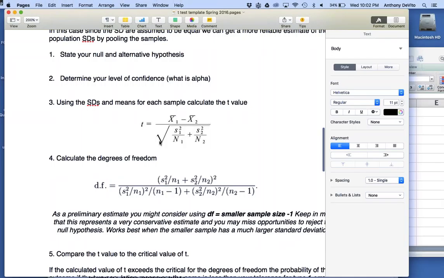And you can calculate right from here what your t-score is. Now, in order to decide whether you can reject a null hypothesis, you have to compare the t-score that you find here to the critical value of t. So now, in order to find the critical value of t, you need the degrees of freedom.